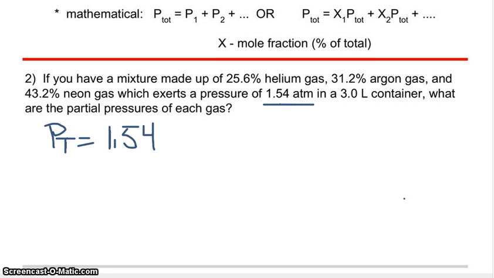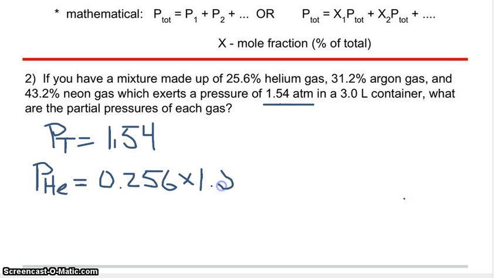So let's start with our helium. If we wanted to find the partial pressure of just the helium, we're going to take that percentage for helium gas and turn it into a decimal. Whenever we take a percentage and turn it into a decimal, we move it 2 spots to the left. So that ends up becoming 0.256, and we're going to multiply it by the total of 1.54. That means our partial pressure for just helium is 0.394.